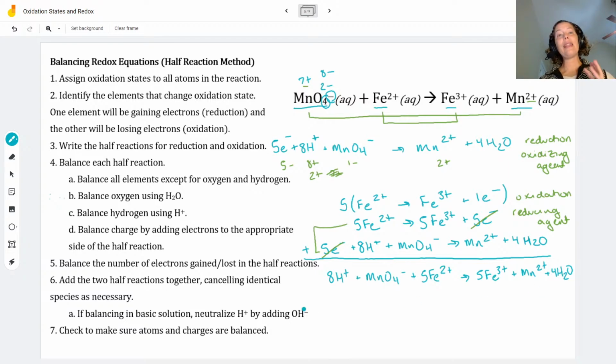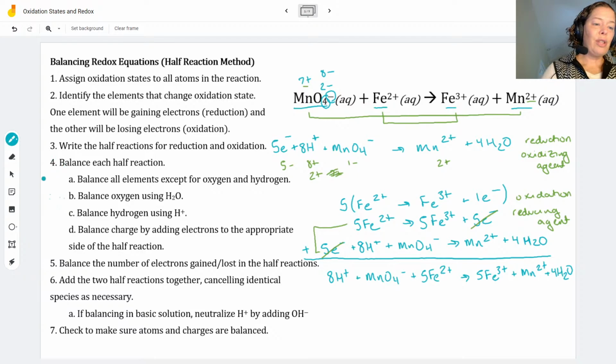Okay, so at this point, what you want to do is make sure that your atoms are balanced and your charges are balanced. We'll start with hydrogen. I have 8 hydrogens on the reactant side, and yes, I've got 8 hydrogens on the product side. 1 manganese on the reactant side and 1 manganese on the product side. I have 4 oxygen over here, and yes, 4 times that is 4 oxygen. I have 5 iron and 5 iron, so my atoms are all balanced.